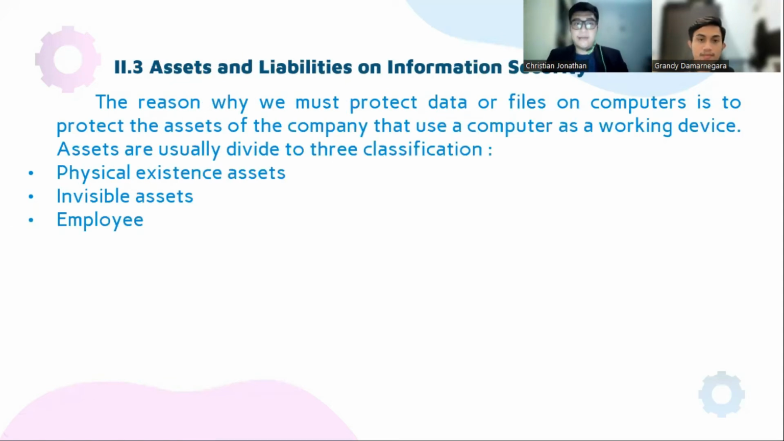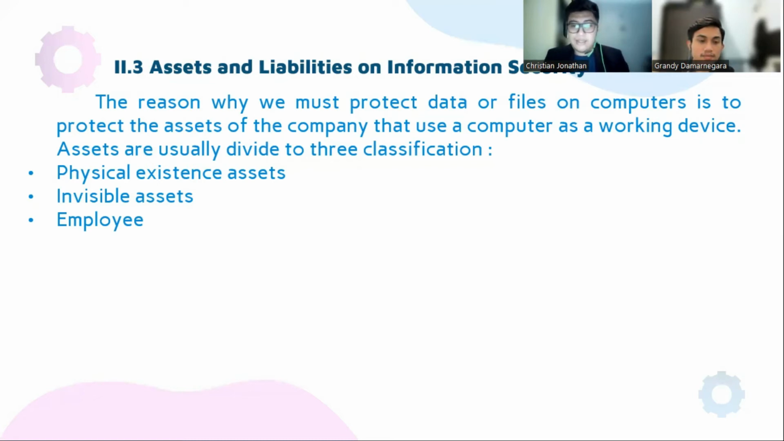Assets and liabilities on information security. The reason why we must protect data or files on computers is to protect the assets of the company that uses a computer as a working device. Assets are usually divided into three classifications: physical existence assets. This is the kind of assets based on physical existence, that is, something that is visible, such as buildings, furniture, computers, houses, lands, or anything.